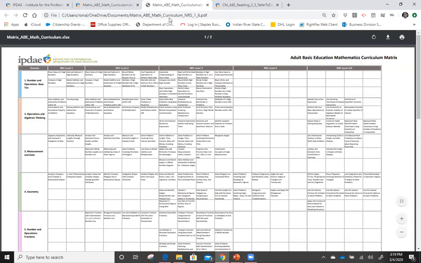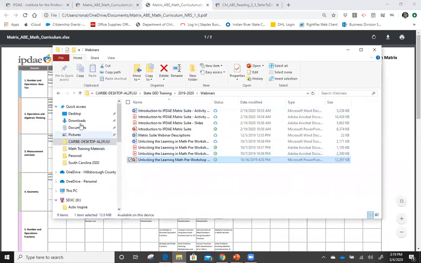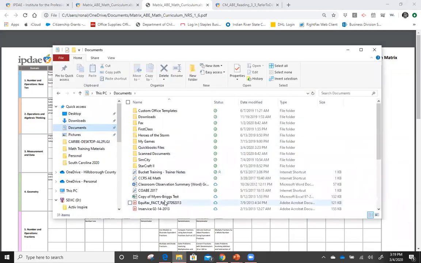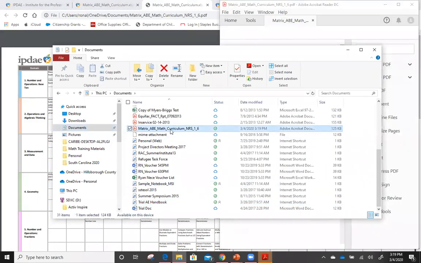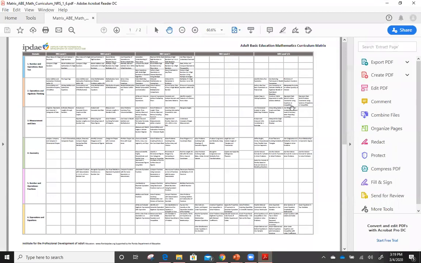So now hold on, let me just do that again. No, it's not working right now. So I'm going to go into my documents and open it up as a PDF. There you go. And in PDF, you can do a lot of things.